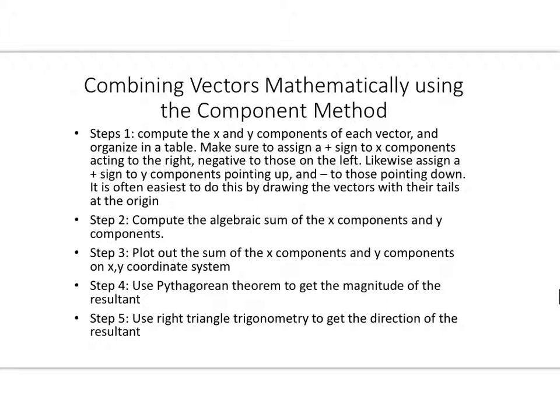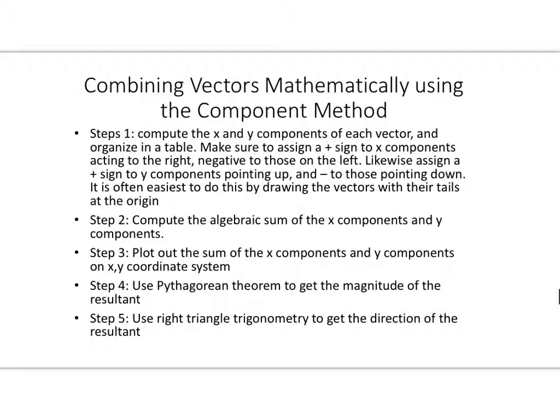And as you'll see again in the next slide, it's easiest to do this whole process by drawing the vectors with their tails at the origin. Okay, so step two then is to compute the algebraic sum of the x and y components. That's simply adding them up, taking into account their signs.